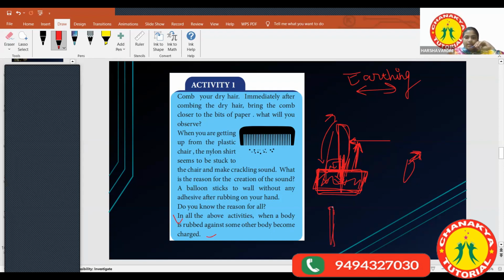When a body rubs another body, they exchange their charges. As I told you, every body has charges. Even the human body has positive and negative charges, which is why we also get electric shocks. So when you get an electric shock, what is actually happening? What do you mean by getting a shock? It is an exchange of charges between you and the electric plug, right?